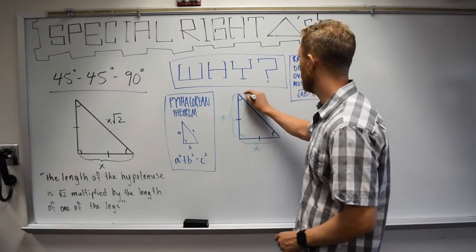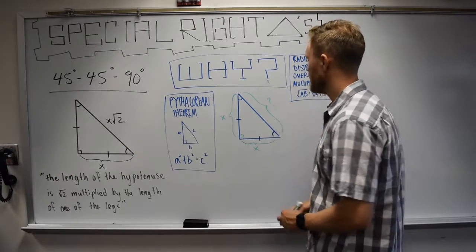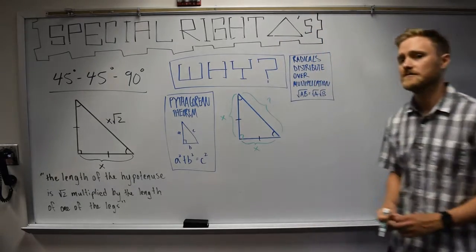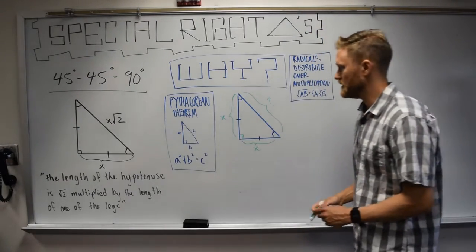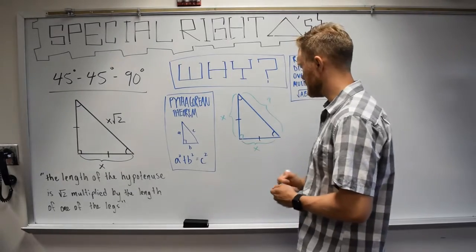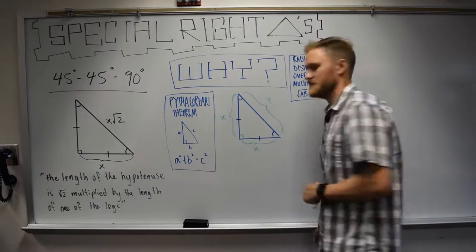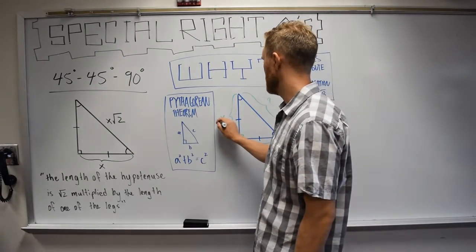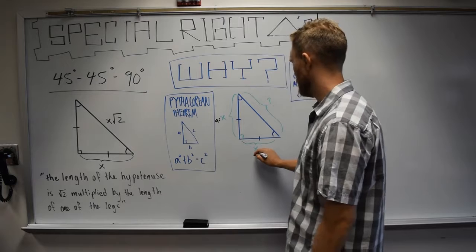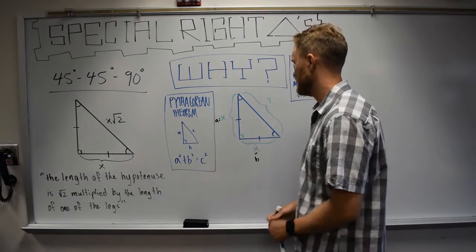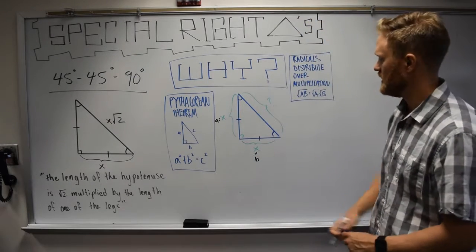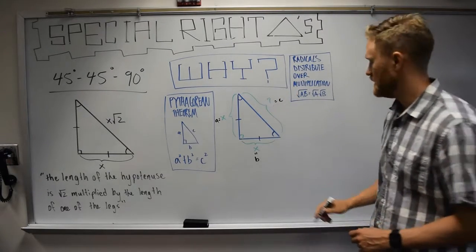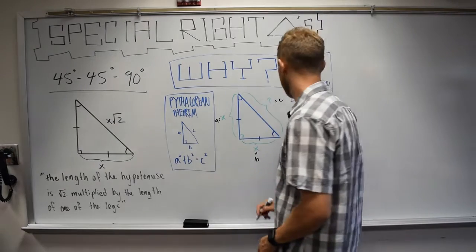Now, this side, the hypotenuse, we are trying to show that that is, in fact, x times the square root of 2. So we are going to use the Pythagorean theorem as a starting point for this. We're going to call this side A. We're going to call this side B. So one of our legs is A, one of our legs is B, and then the hypotenuse is going to be C. And we're going to start with the Pythagorean theorem.